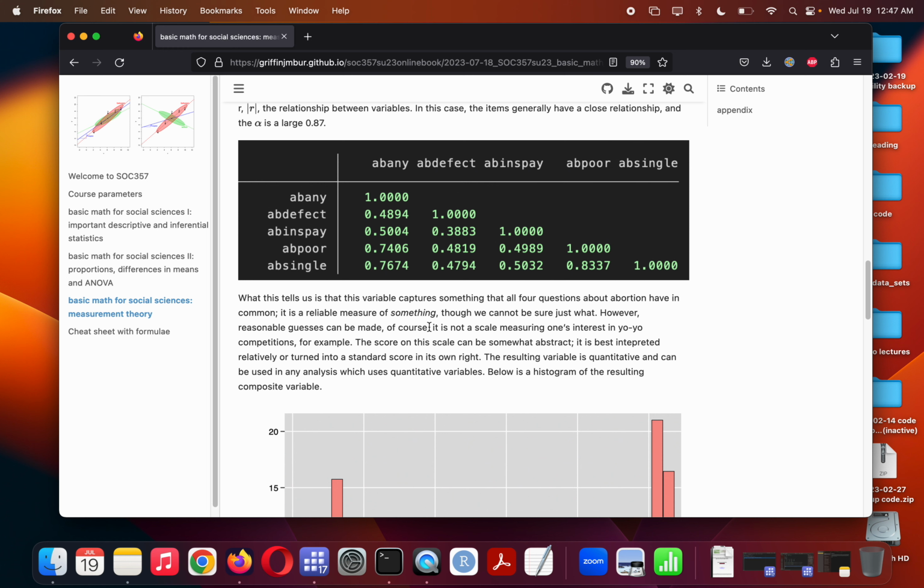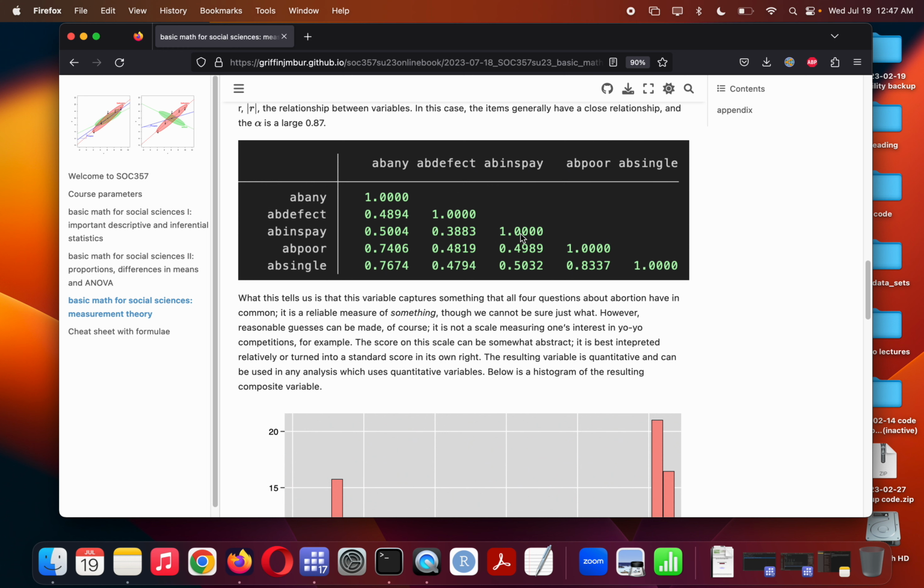My dumb joke here, this probably isn't a scale measuring someone's interest in yo-yo competitions. It probably has something to do with abortion. Big surprise. And specifically their opinions about the legality of abortion in different scenarios. But what exactly it's capturing is somewhat hard to say. Perhaps you would argue because of the inclusion of this ab any variable.